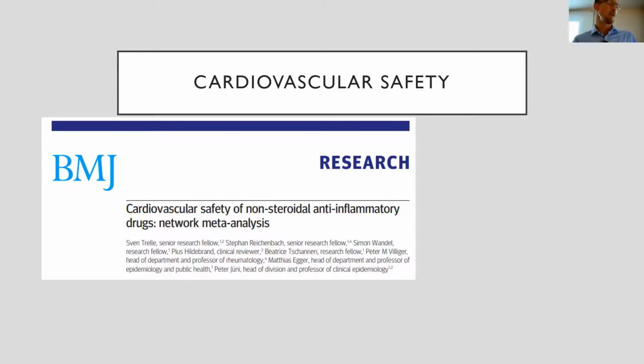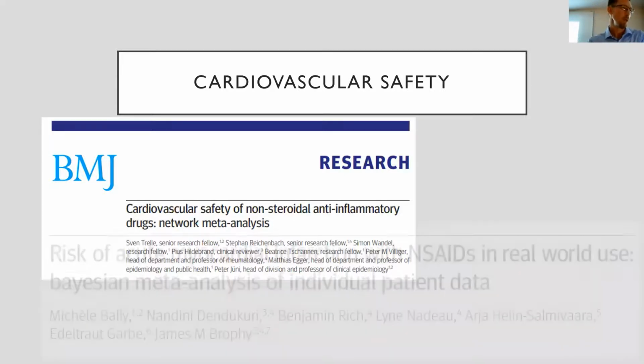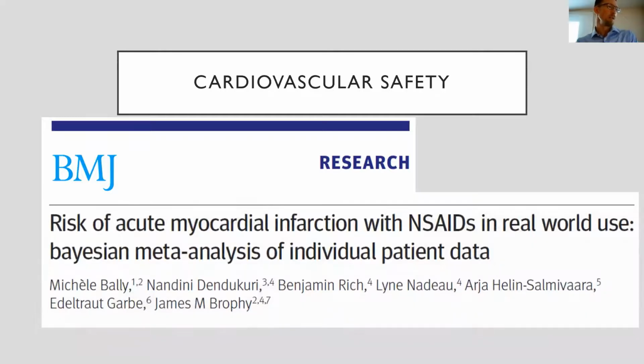But all NSAIDs except for aspirin were found to be associated with increased risk of acute MI. Taking any dose of NSAID for a week or more was associated with an increased risk of MI. The risk was greatest during the first month of use, and it's greater with higher doses. So all NSAIDs are implicated in this.